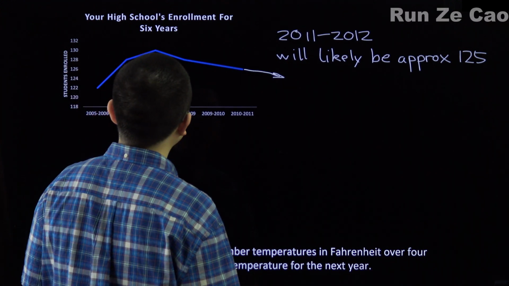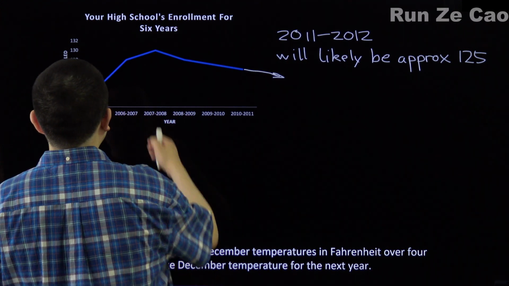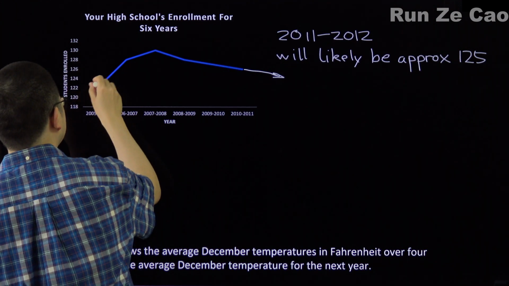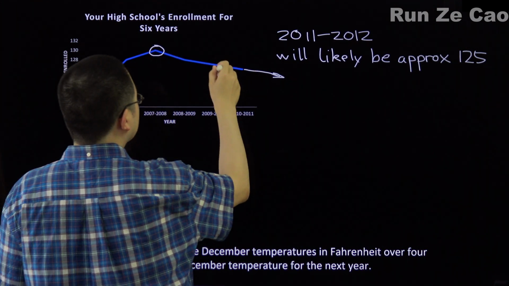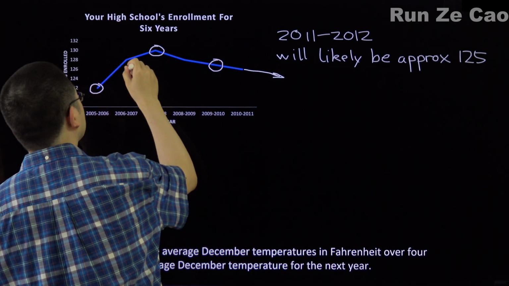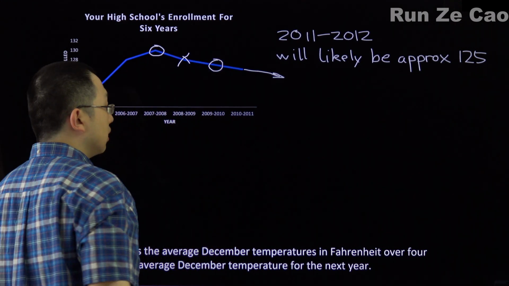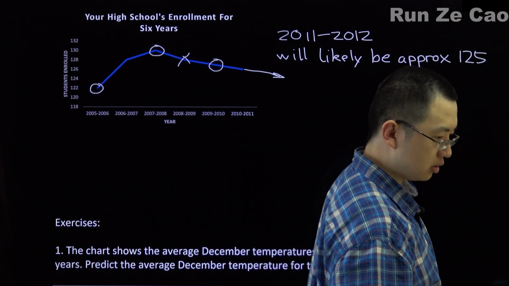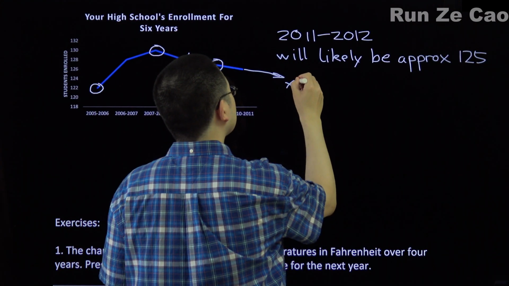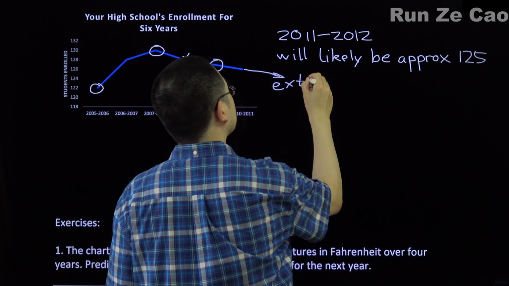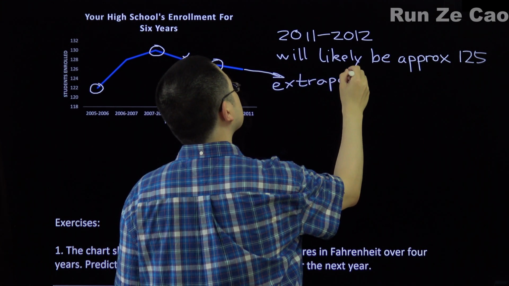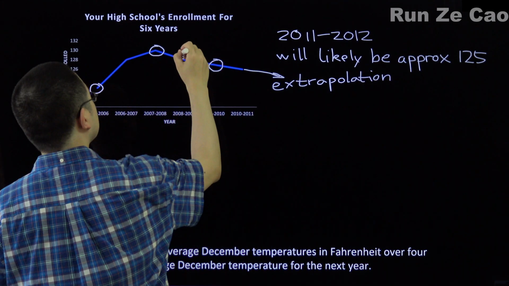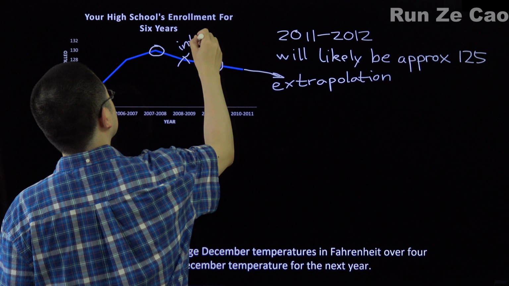If you are trying to predict using every 2 years data, like if you had this data point and this data point and this data point, and you are trying to predict where this was, then that would be interpolation. Extrapolation. And interpolation.